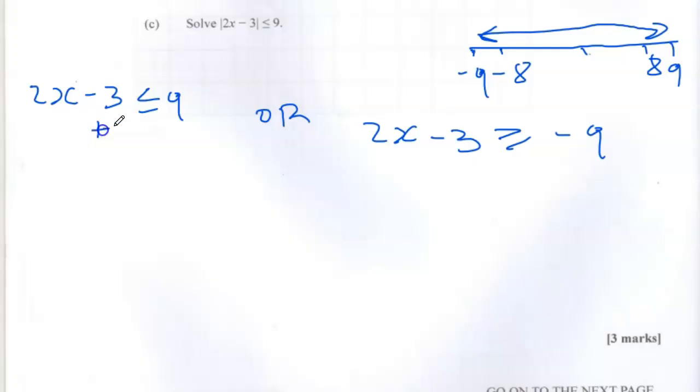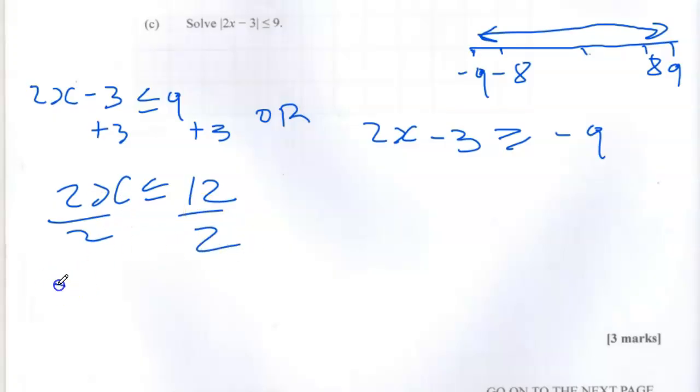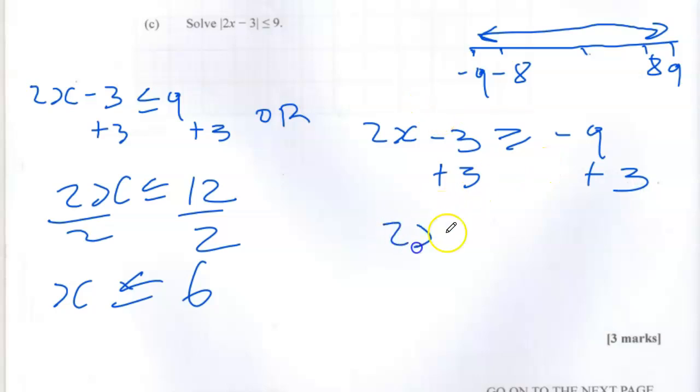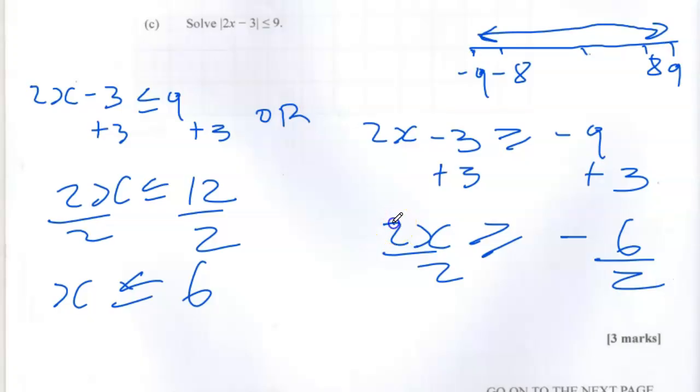So we can add 3 to both sides here. It becomes 12 on the right hand side, and we have 2x on the left hand side. Divide both sides by 2. X is less than or equal to 6. Over here, again, same. Add positive 3 to both sides. So we end up with 2x is greater than or equal to negative 9 plus 3, that's negative 6. Divide both sides by 2. So x is greater than or equal to negative 6 divided by 2. That's negative 3.